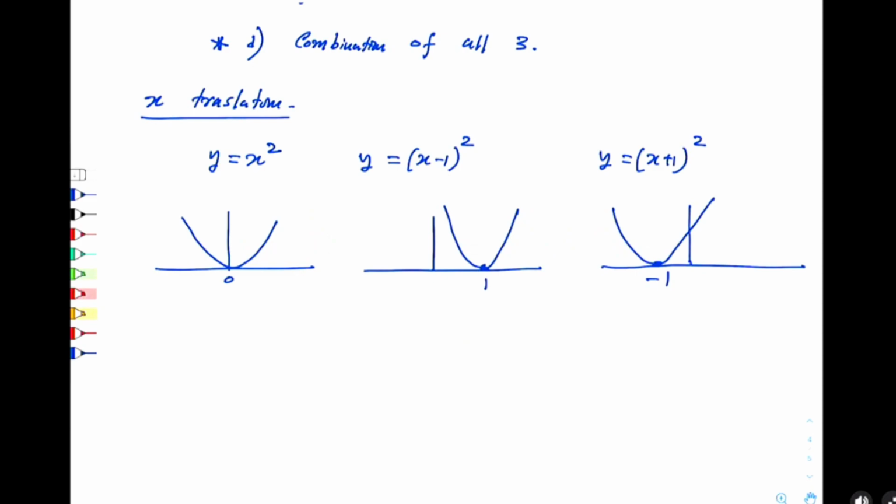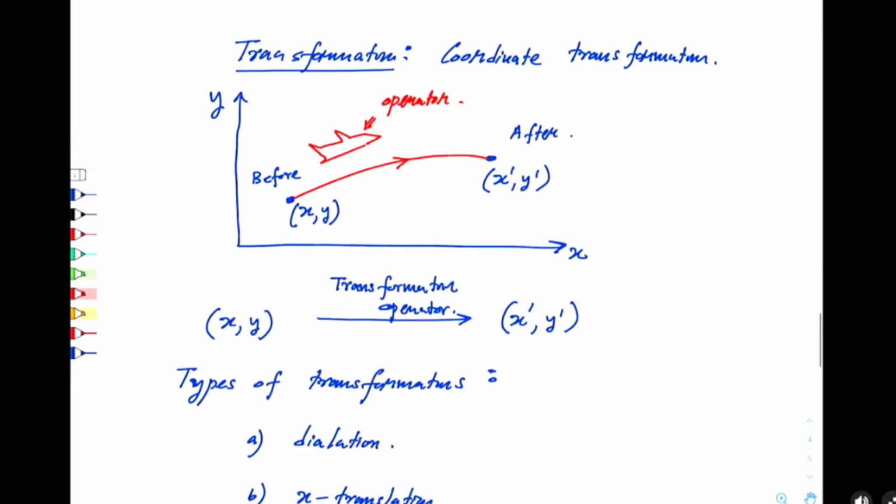Now, we have to be conscious enough to understand this. If you read what I said properly, I said this curve moved to the right, and I said it's X translation. But when I was starting the lesson, I said this is a coordinate transformation. Coordinates are moving. That's what I said, right?